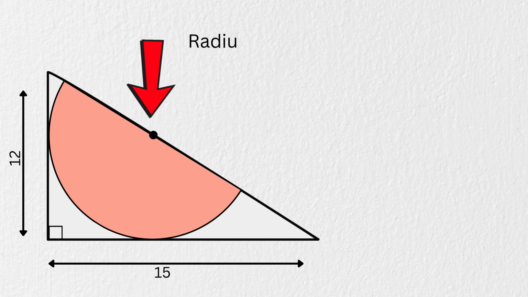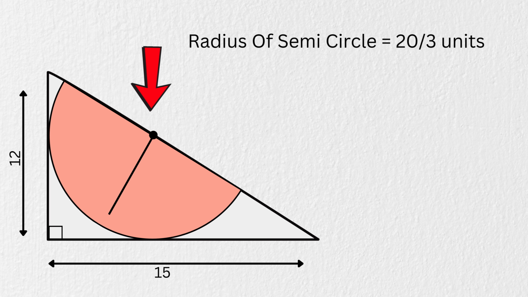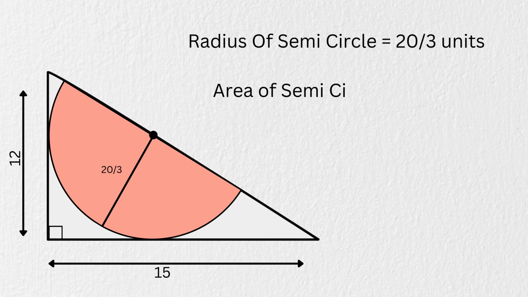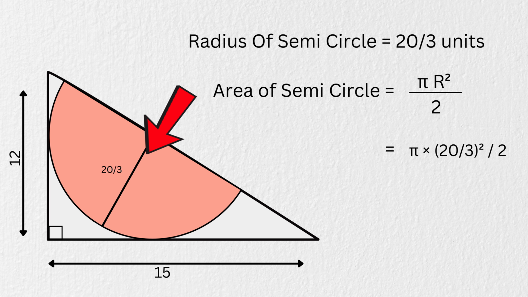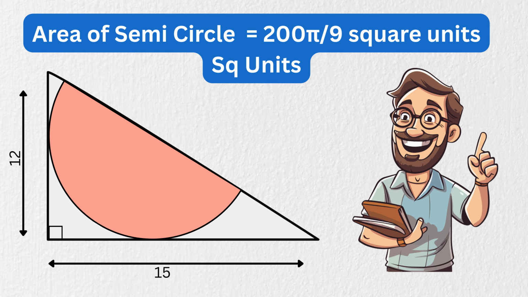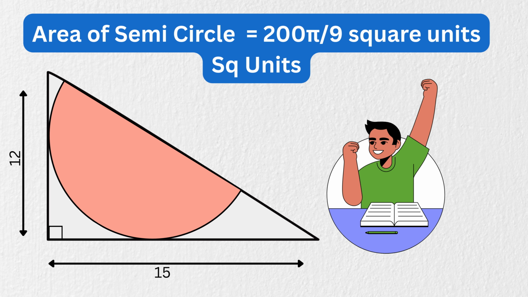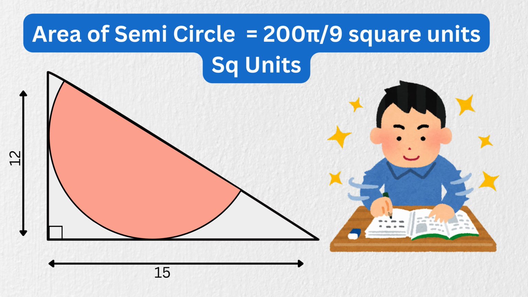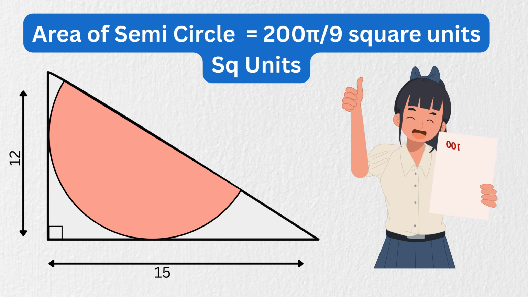The area of a semicircle is calculated by the formula pi r squared divided by 2. So putting the value of r, we get area of the semicircle equals pi times (20/3) squared divided by 2 equals pi times 400 over 9 divided by 2 equals 200 pi divided by 9 square units. That is our final answer. Pretty cool, right? What looked really tricky at first turned out to be much easier than expected.